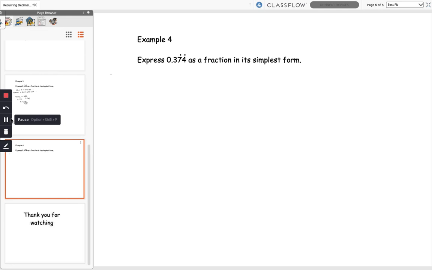Now sometimes you might come across a question where you've got some digits that don't recur that come before your recurring group. So the first thing that we're going to do is the same thing that we always do. We're going to put this as equal to x. So x equals 0.374 recurring.